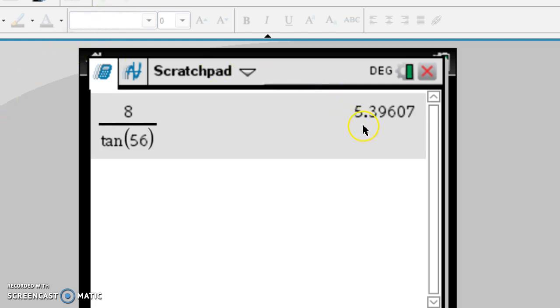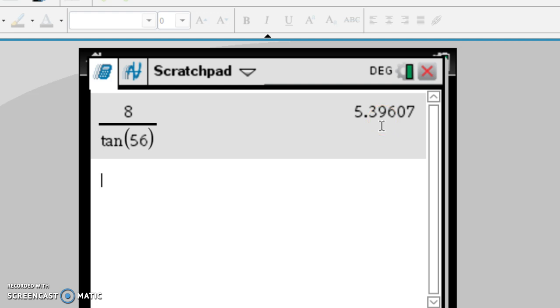So this is saying 5.39607. We want 3 significant figures, always, unless the problem says something else. So we count 4. 1, 2, 3, 4. Number 4 is the number 6. So we need to ask ourselves, is the number 6 going to change the 9 or not? Yes, it's going to make it round up.